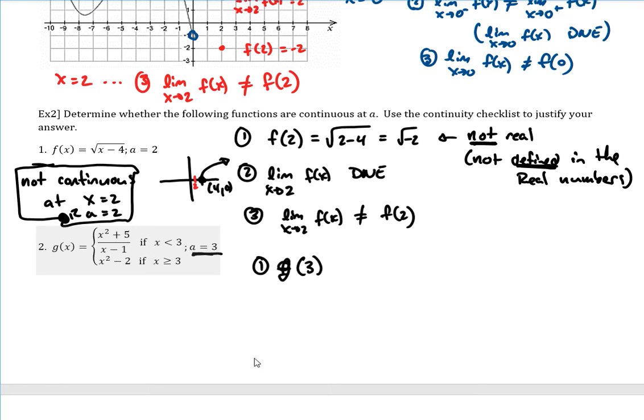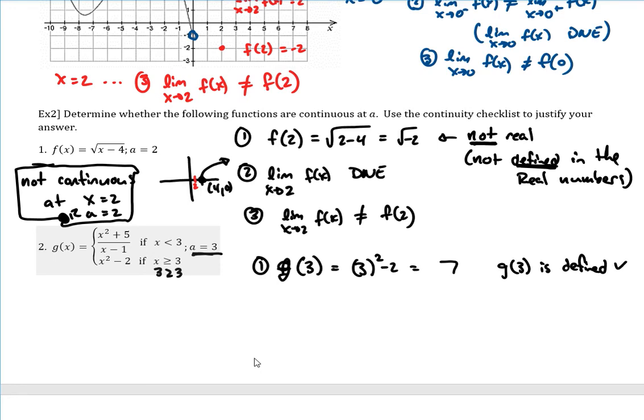Okay, so g of 3, well, that would be this bottom piece, because this is where I have 3 is greater than or equal to 3. So this is where that inequality is true. So that means use this bottom piece. So that means we have 3 squared minus 2, which equals 7. And so because this is a number, we know that g of 3 is defined.